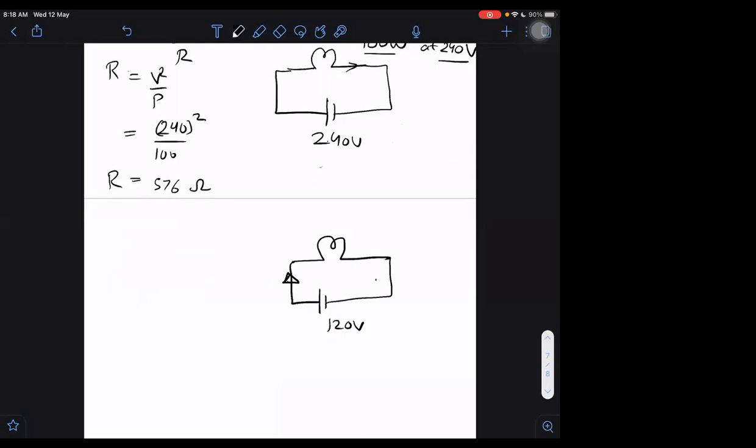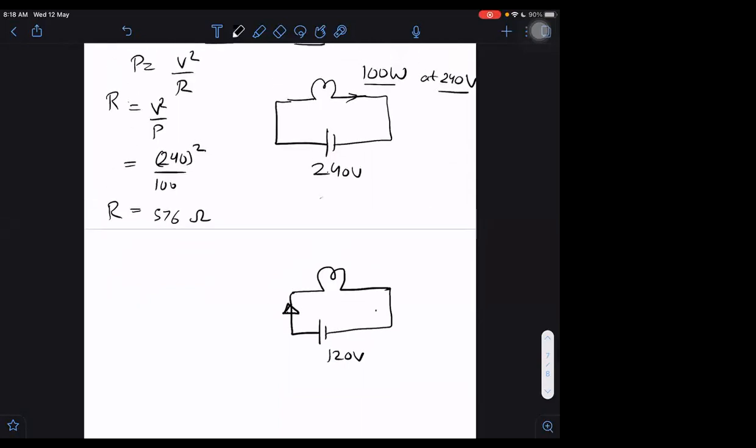Now tell me, what would be the power consumed here? 25 watt. 25 watt we get, sir. Same resistance, 25 watt, yes. It will be 25 watt if you assume the resistance to be fixed, to be the same.